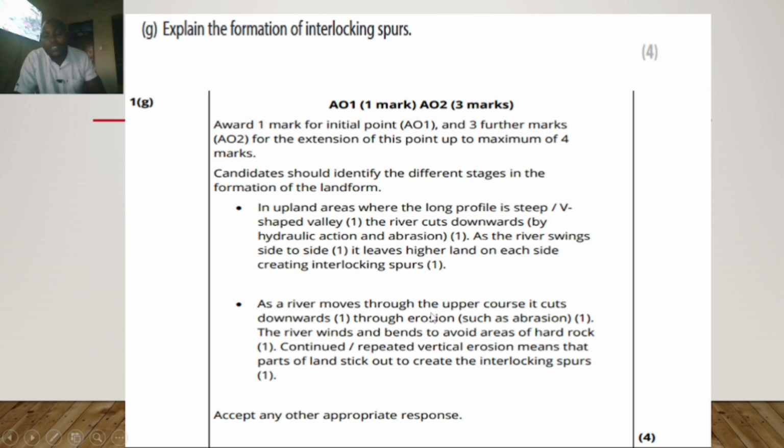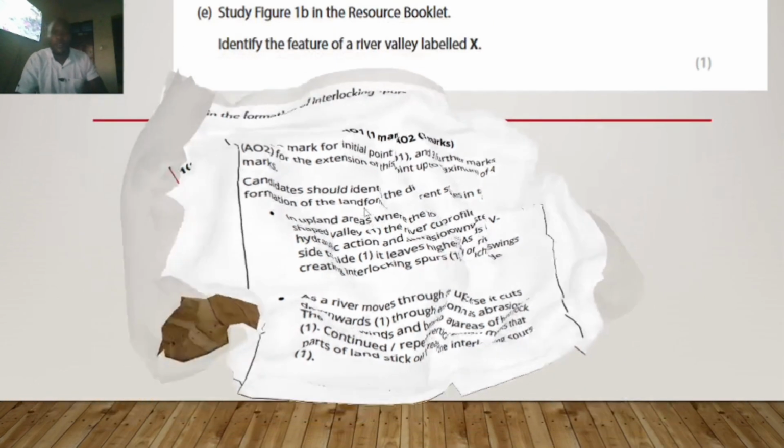So this is another response. As the river moves through the upper course, it cuts downwards through erosion such as abrasion. The river winds and bends to avoid the areas of hard rock. Continued repeated vertical erosion means that the parts of the land that stick out will create interlocking spurs. Or it can even be meeting hills, mountains, such like. And then any good response, you're going to get your full marks. And remember, it's a 4-mark question. So 1 for the initial point, and then the other 3 for further explanation.